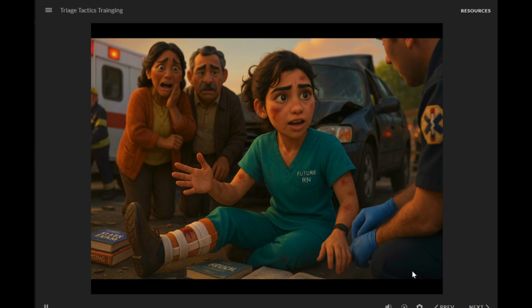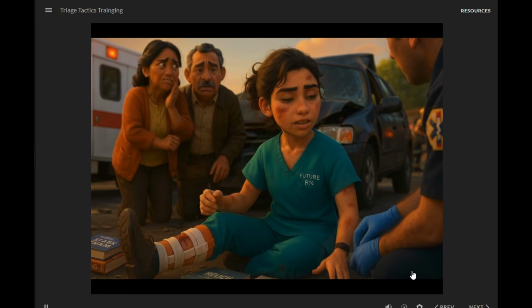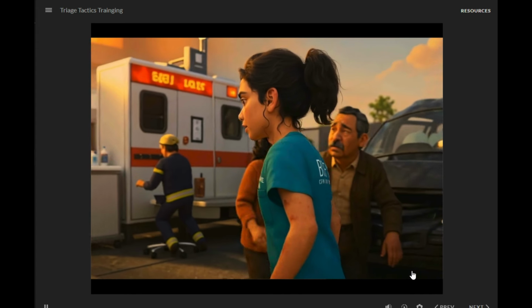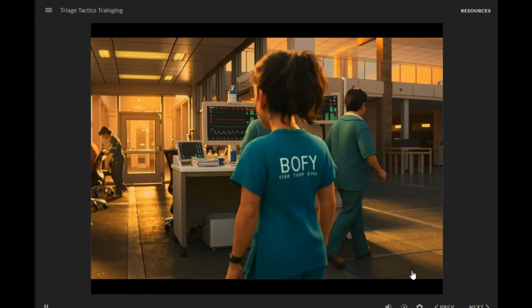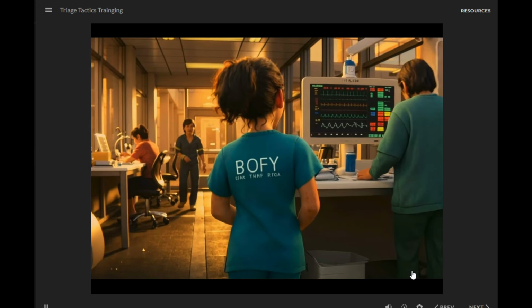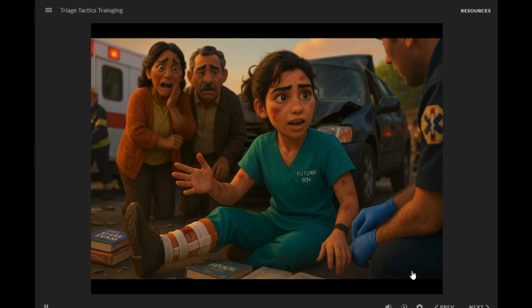Meet Maria Santos, 22 years old, 3rd-year nursing student at County General Hospital. She's been balancing clinical rotations, late-night study sessions, and working part-time at the campus library to pay her tuition. Her dream is to work in emergency medicine, to be the calm presence in someone's worst moment.